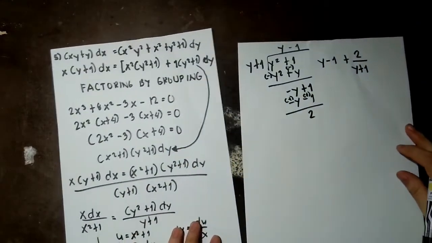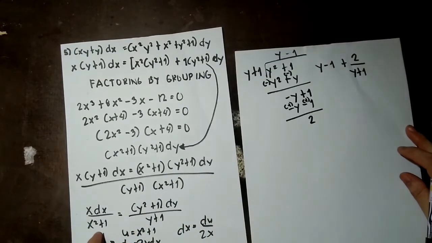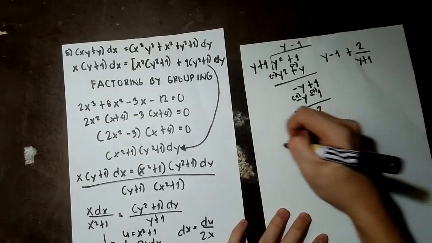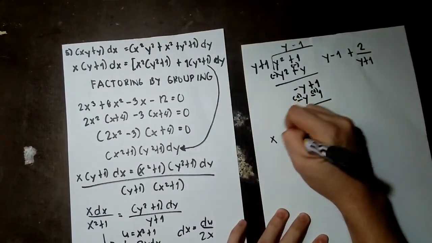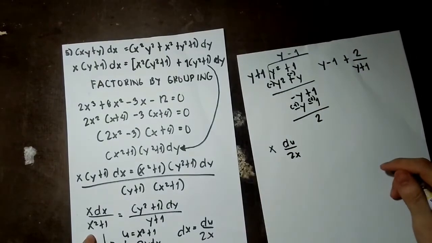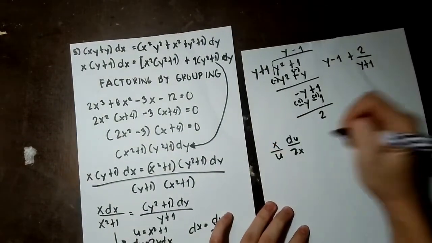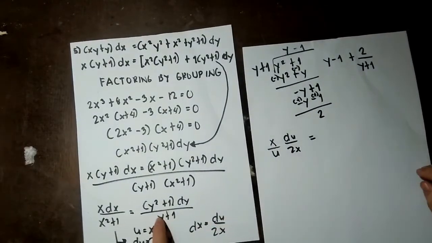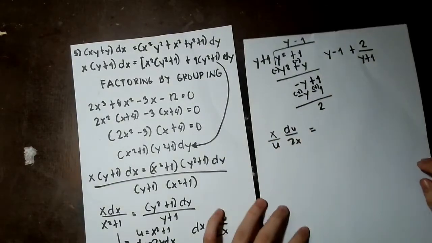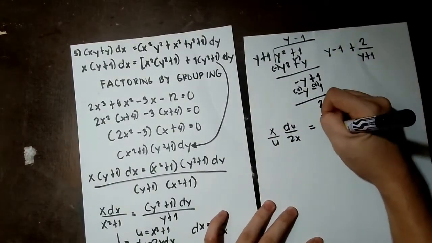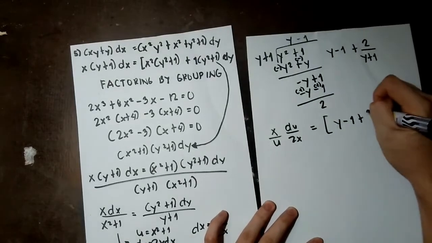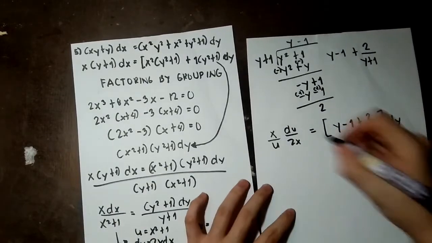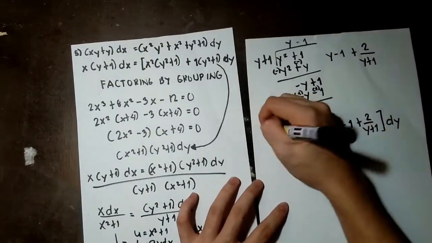Then, let's proceed to solving the problem. So, let's write what we got earlier. So, x. So, our dx is du over 2x over x squared plus 1, which is u now. So, over u is equal to y squared plus 1 divided by y plus 1, which is y minus 1 plus 2 over y plus 1, with dy. So, cancel this. So, let's proceed to integration.